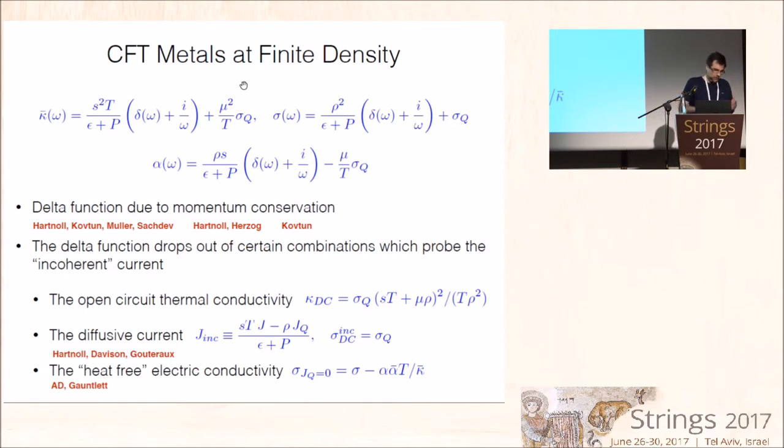Now, there is, of course, this dominating universal term, which is the delta function, which comes from conservation of momentum. But there is really interesting physics going on in this sigma Q. And the way to extract sigma Q is by considering the right degrees of freedom, or the right currents. Now, if you just plug in these transport coefficients in the formula I wrote down before, you will see that the delta function really drops out. And what is responsible for this dropping out of the delta function is this electric field that is generated by your material. So these are definitely quantities that will isolate this incoherent or quantum critical current, and they are certainly interesting quantities to study.